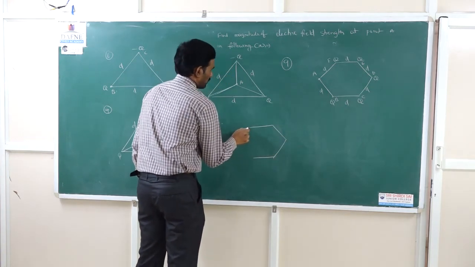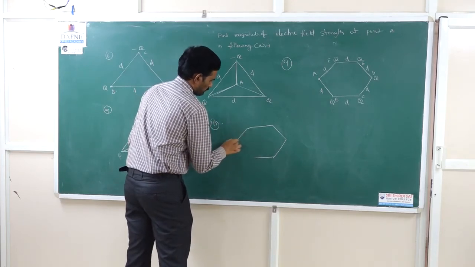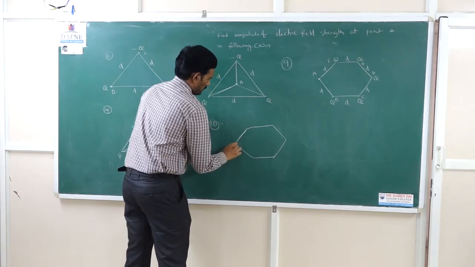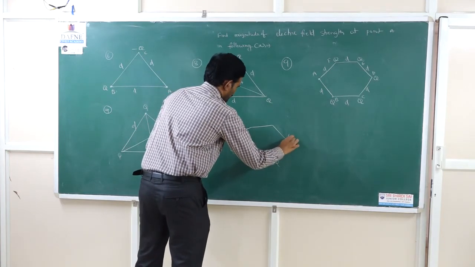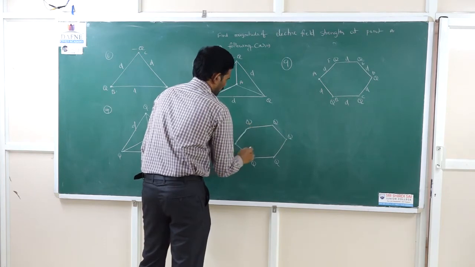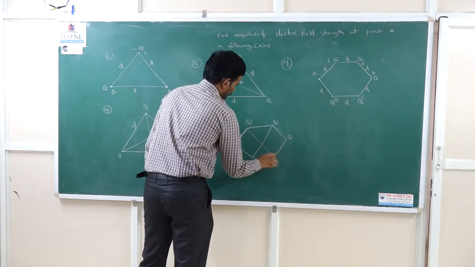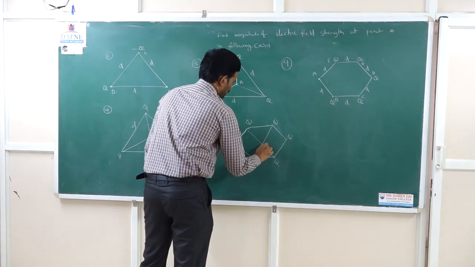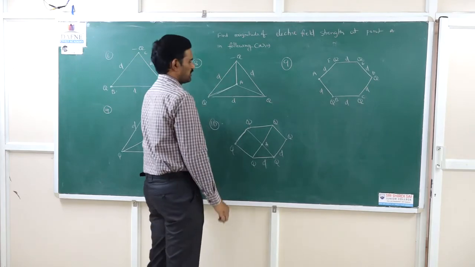Now next I am taking this problem, at the same regular hexagon, all 6 charges are present at the 6 vertices. Now we need to find the field at the center. This is also a regular hexagon, so any side will be equal to D.